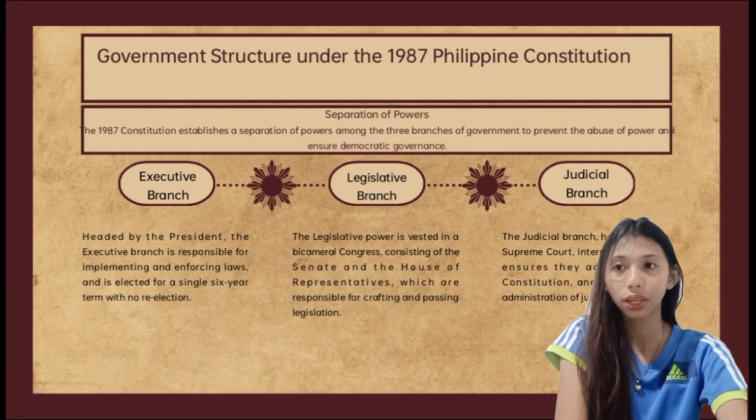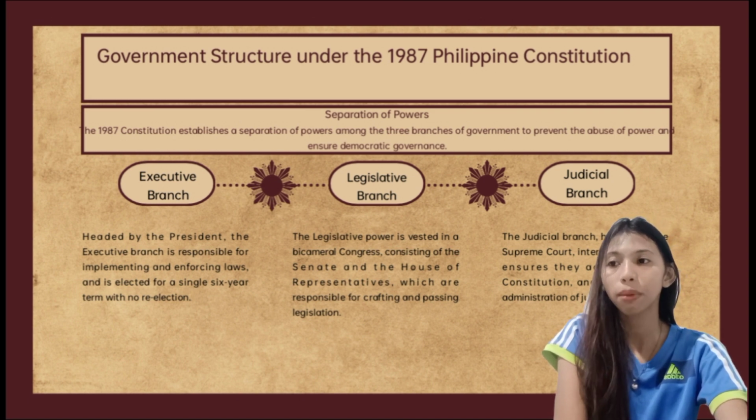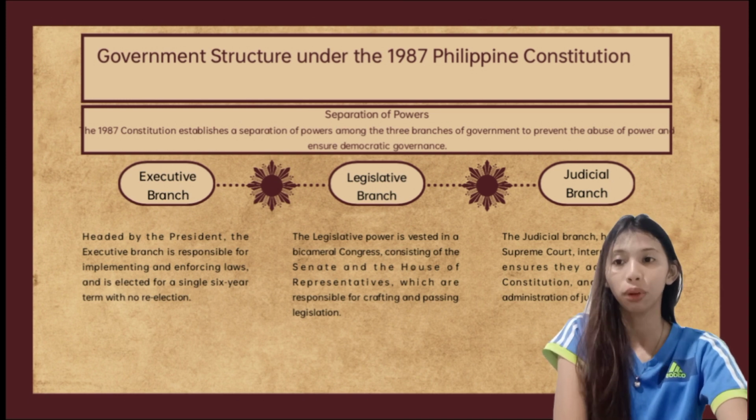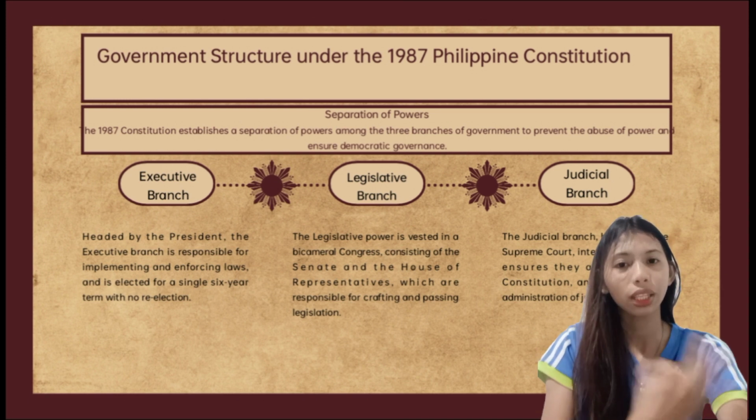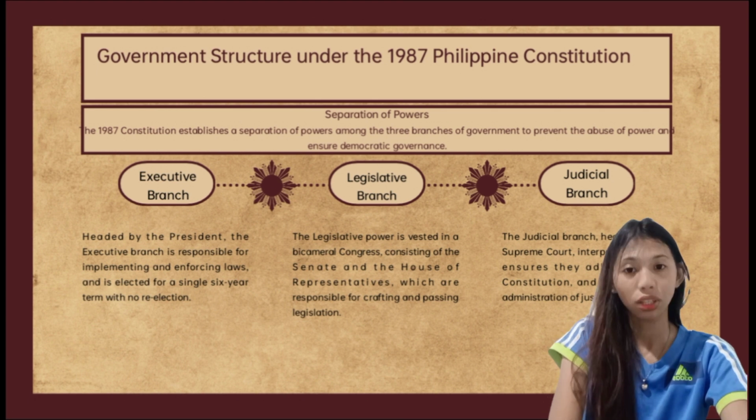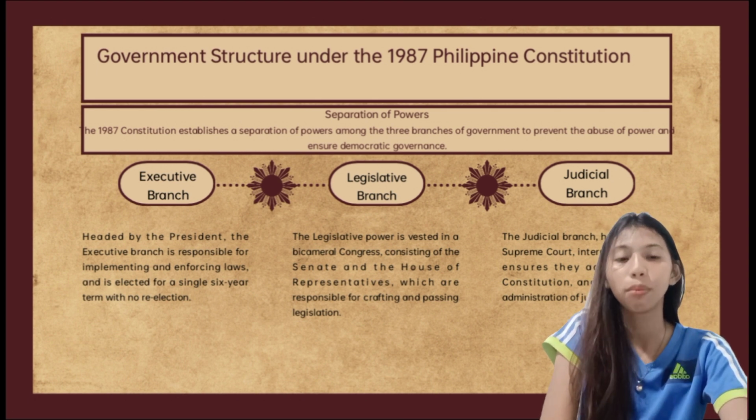Government structure under the 1987 Philippine Constitution. Separation of powers. The 1987 Constitution established a separation among the three branches of government to prevent the abuse of power and ensure democratic governance. There are three branches. First is the executive branch.